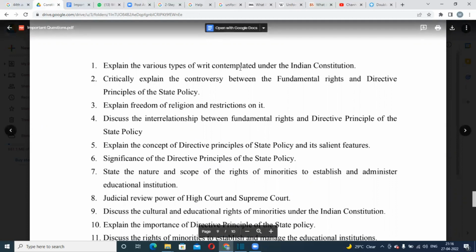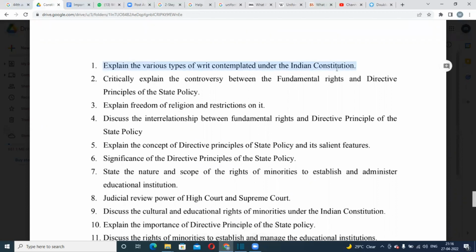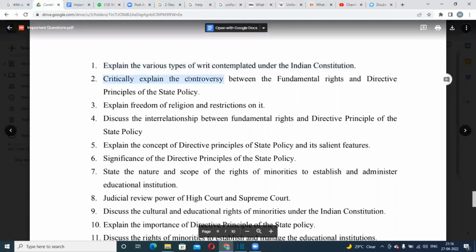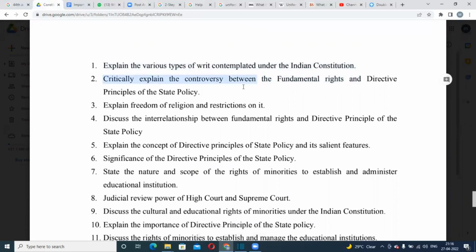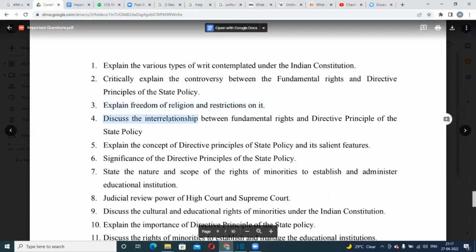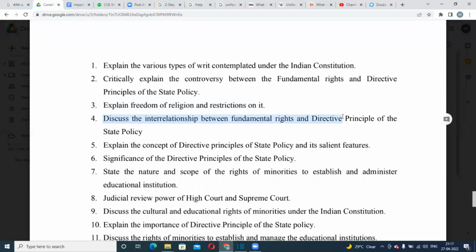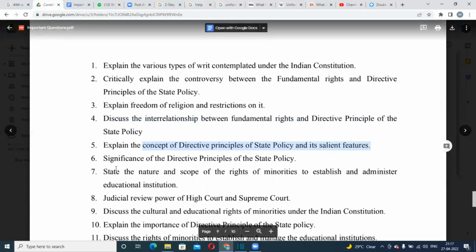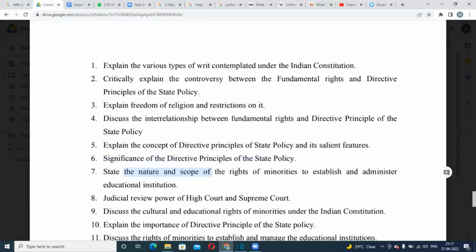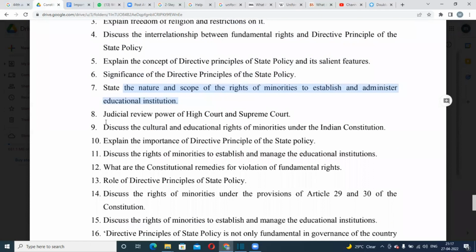Explain the various types of writ contemplated under Constitution of India. This also I have answered in my notes. Critically explain the controversy between fundamental rights and directive principles of state policy. Explain freedom of religion and the restrictions on it. Discuss interrelationship between fundamental rights and DPSP. Explain the concept of DPSP and its salient features. Significance of DPSP. Nature and scope of rights of minorities to establish and administer educational institution.